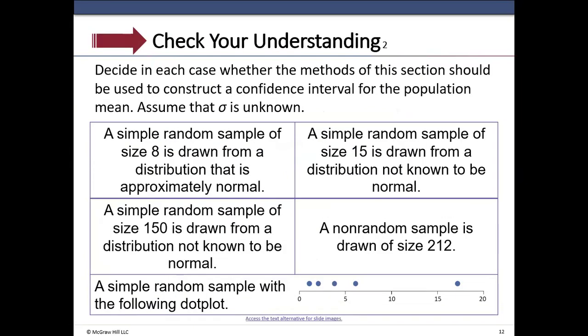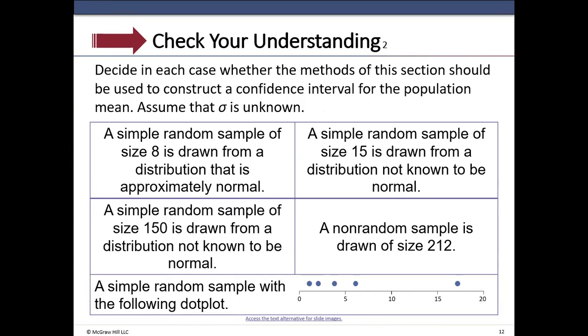Decide in each case whether the methods of this section should be used to construct a confidence interval for the population mean. Assume that sigma is unknown. A simple random sample of size 8 is drawn from a distribution that is approximately normal. Since the sample of size 8 came from a bell-shaped distribution, we can use the methods discussed in this section.